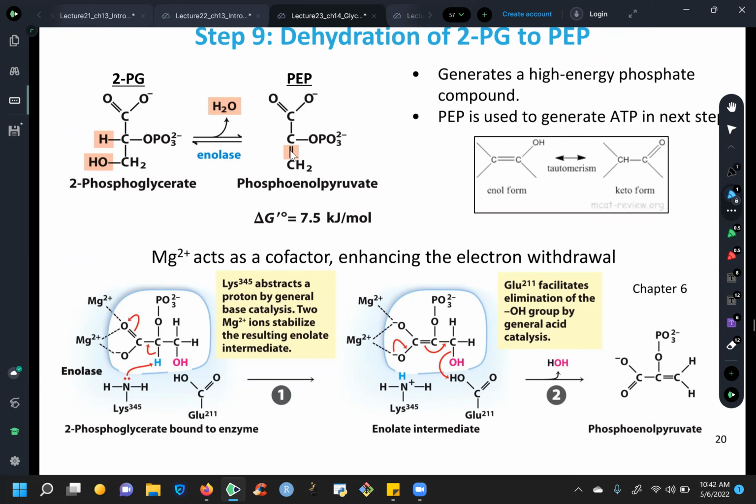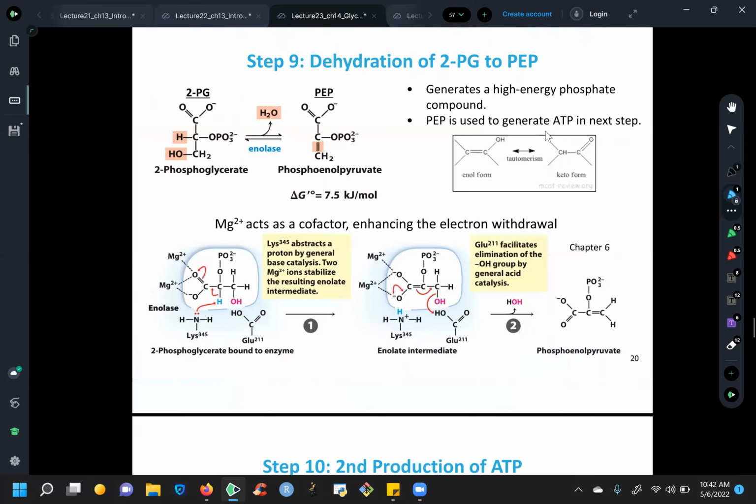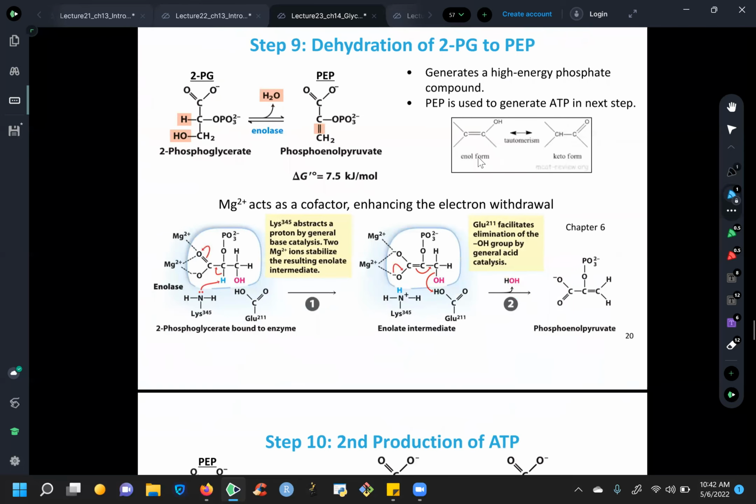phosphoenolpyruvate. Because this is in the enol form, and we have the phosphate in the middle, phosphoenolpyruvate is one of our high energy molecules. Generates a high energy phosphate compound. PEP is used to generate ATP in the next step. And then here they show you the enol form and then the keto form.